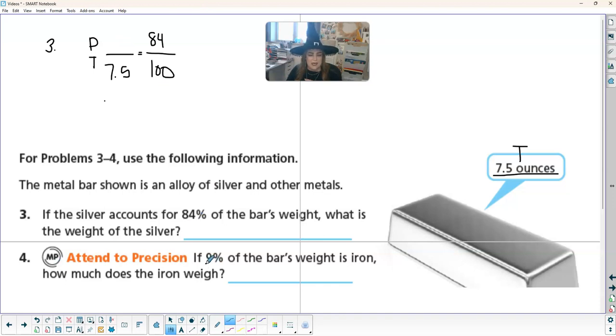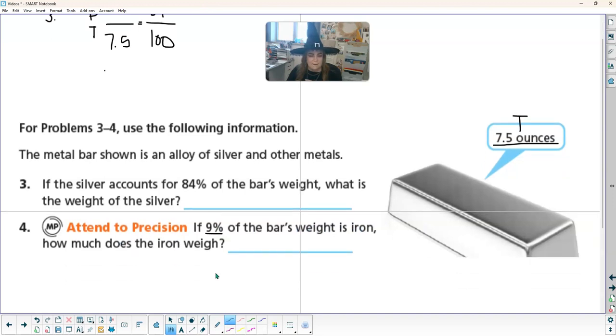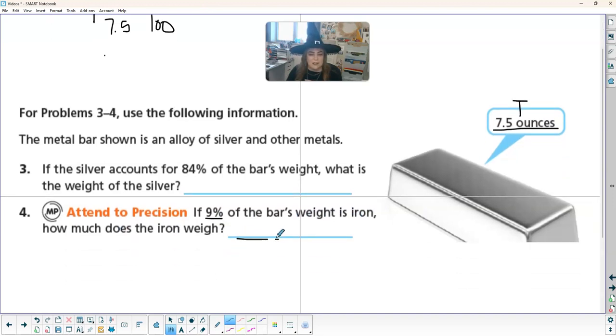Number 4 says if 9% of the bar's weight is iron, how much does the iron weigh? So this one, we want to set up our problem. 9% is iron. The total is 7.5. 7.5 times 9 divided by 100 will tell us how much the iron is going to weigh. So every time we're setting up that problem the exact same way. Part, total, percent, 100 every single time.